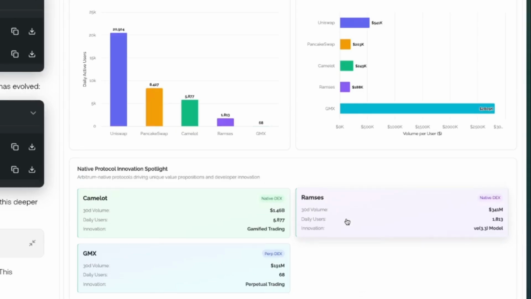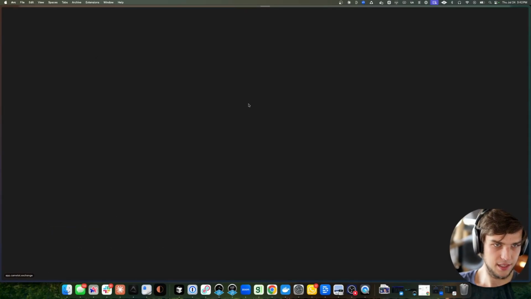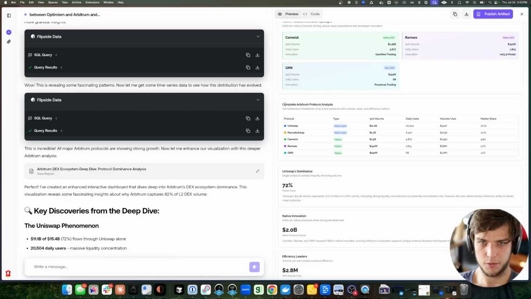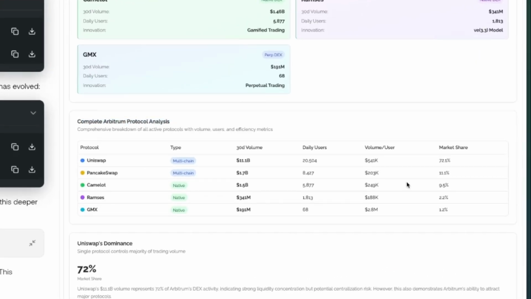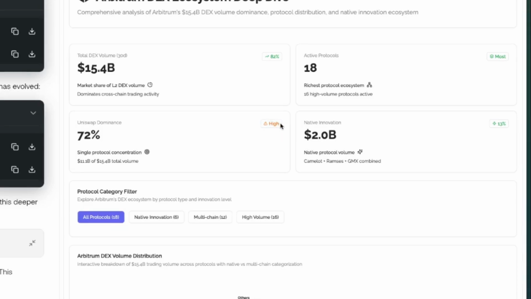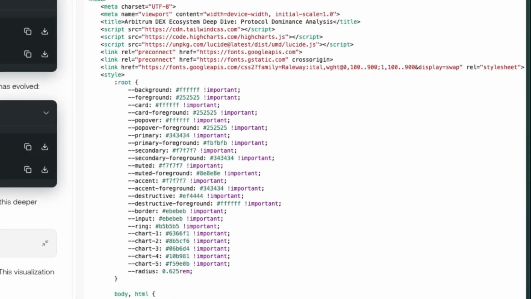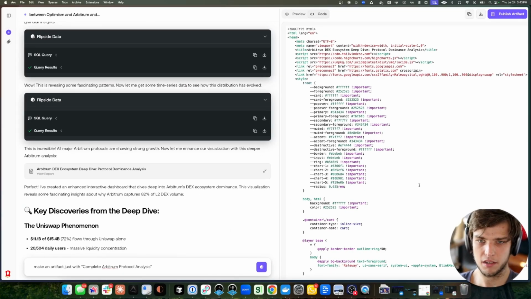Okay. I've heard of Ramses. I don't know if I've used it before. GMX I've used. Camelot native DEX. What is that? Camelot DEX. It's a DEX. Wow, this one's really nice. Complete Arbitrum protocol analysis. I like the way this graph turned out. I do also like that it gave us a little warning here on the high for the Uniswap dominance. Oh, I didn't see this button earlier, so we can also click on the code directly.